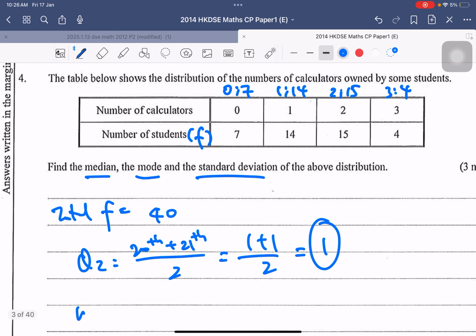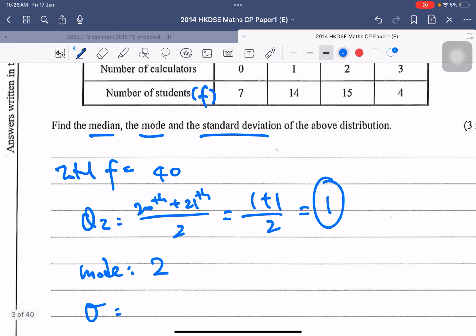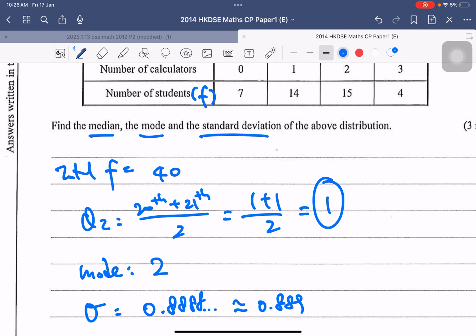And then what's the mode? The mode is the highest frequency. It's equal to 2. And how do you get the standard deviation? Calculator. So what's the final answer? 0.889. 0.888. So it's approximately equal to 0.889. Even though the question didn't say 3 significant figures, isn't it?